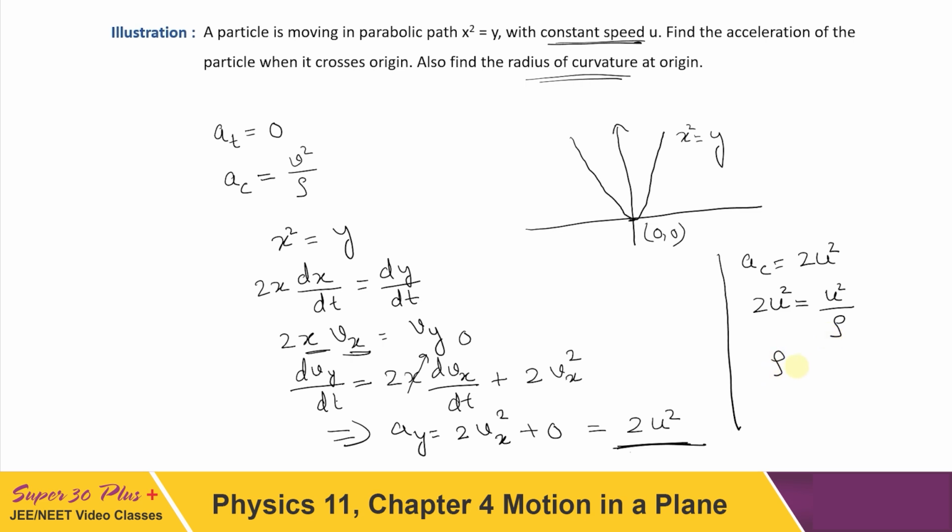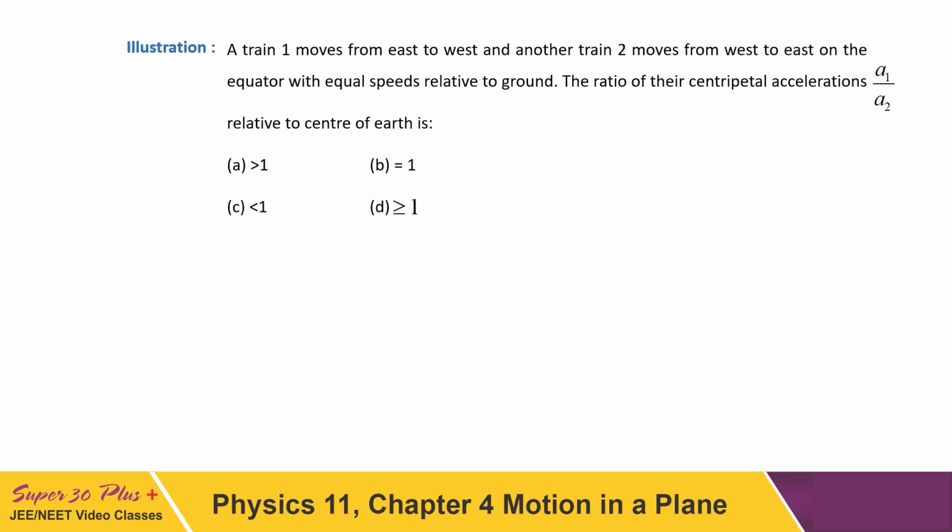From here the radius of curvature is equal to 1 by 2, that is 0.5 units. This is how the radius of curvature for any curve can be calculated with the help of centripetal acceleration. So far so good. Let us solve one more example.